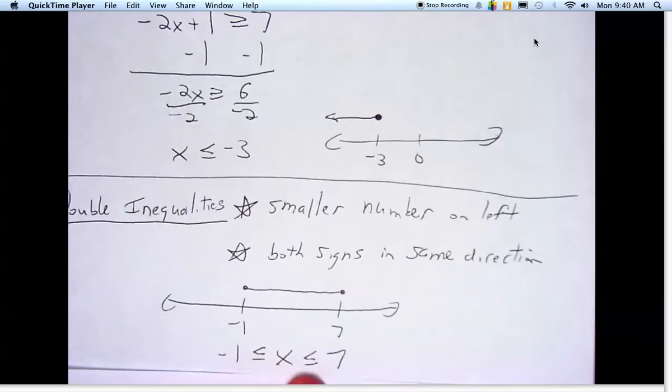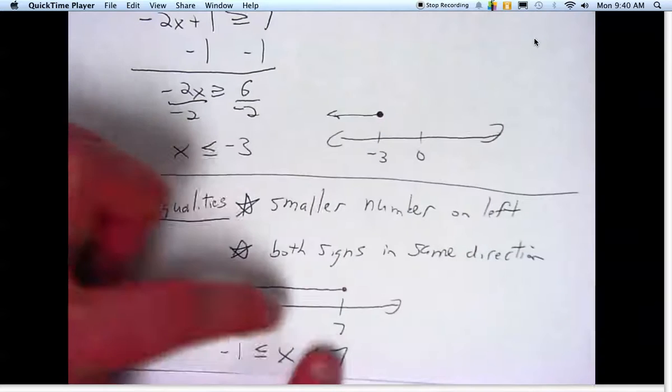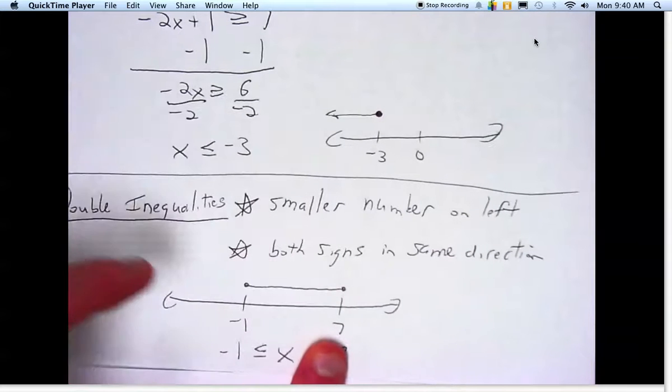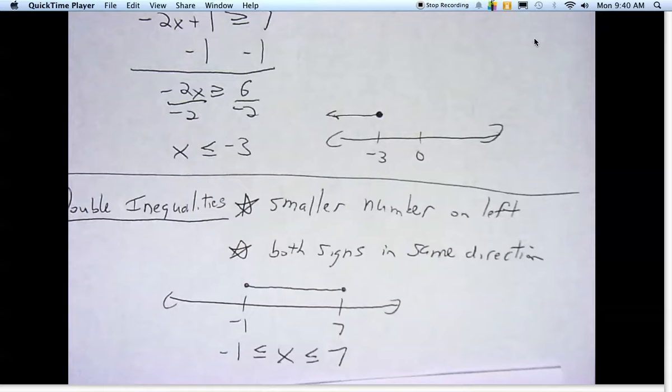So those signs are always going in that same direction, which makes sense because this part is saying that x is bigger than -1, or to the right of -1, and this part is saying that x is to the left of 7, x is less than 7. Just what we wanted. Okay, hopefully that all makes sense.